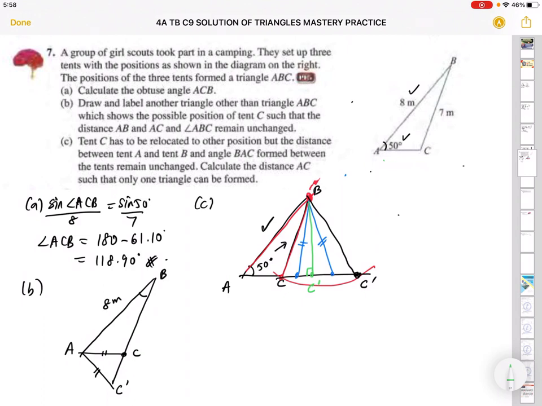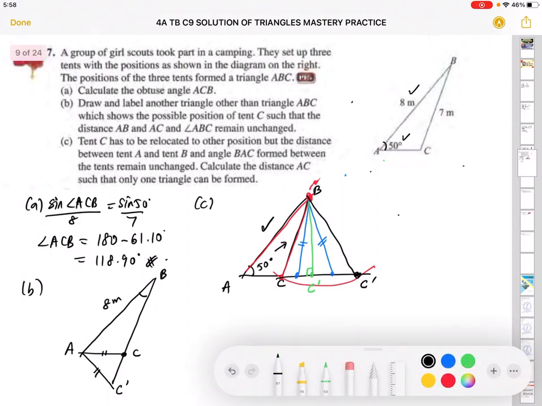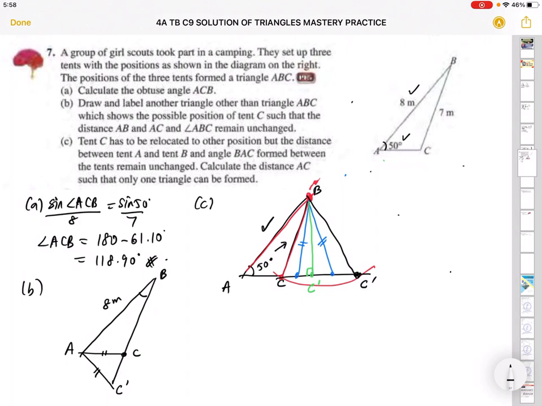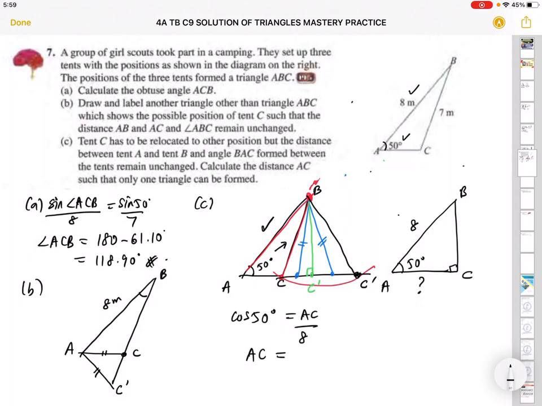So in that case, I'm going to redraw this triangle for you. I'm going to draw like this. This is A, this is still 50, this is B, and C can only be here, so that you only have one triangle. To find the length of AC, since we have a right angle triangle, we don't need the cosine rule or sine rule, just use SOHCAHTOA. In this case, cos 50 is AC over 8. AC is 8 times cos 50. I got 5.142 cm. All right, next one.